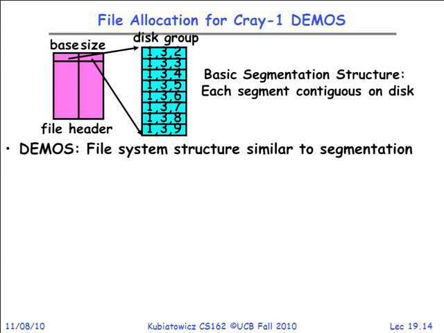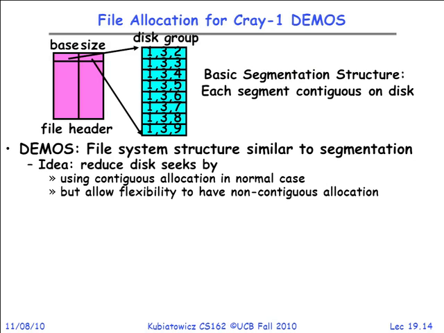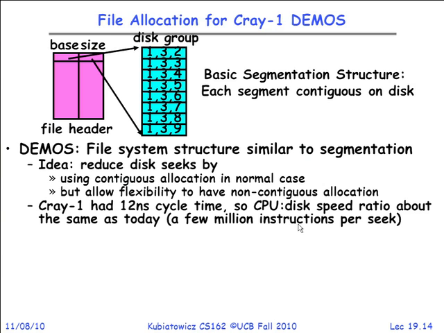It's basically like segmentation. Now, what we're doing is reducing disk seeks by making sure that every file chunk is contiguous. So this is a stab at performance. It is interesting, by the way, that even in the Cray 1 days with a 12 nanosecond cycle time, which is incredibly slow by today's standards, it was still about a few million instructions per seek. So that number I gave you at the beginning of the term has been pretty much constant over time, which is kind of amusing. They were trying to get rid of seeks as much as possible because they're so expensive.